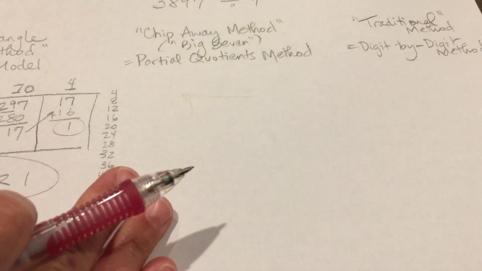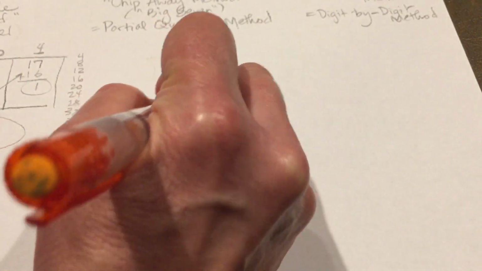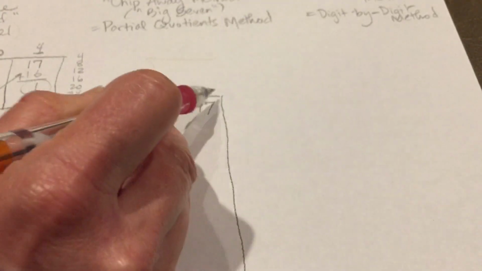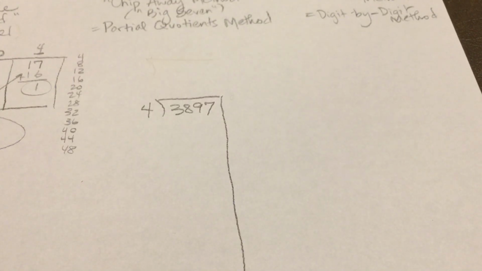And in fact, I'm going to go ahead and remember that because I'm chipping away, I'm going to need a little extra room up above. So I write my long division bracket like I normally would, but I give a big long tail because we're going to be doing some things on the right.